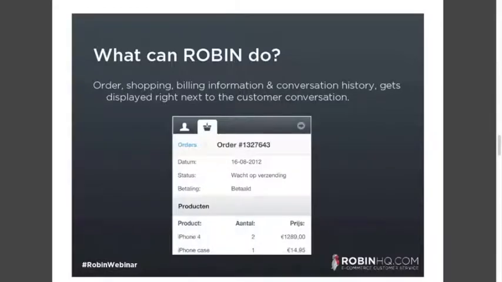One very defining feature of Robin is that the order and shopping information and the conversation history of all of your customers gets recorded and displayed right next to the customer conversation. So when somebody sends a message in, you can see if you've spoken to them in the past and what their order information is.